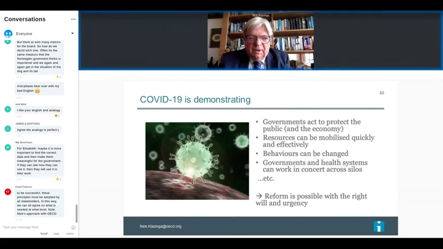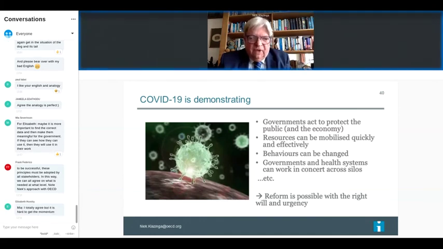Resources can be mobilized quickly and effectively. Behaviors can be changed, not shaking hands and keeping distance. And governance and health systems can work in concert across silos. So reform is possible with the right will and urgency. Please keep in mind that the total number of deaths that are related to patient safety issues is comparable to what we see with COVID. So consider for yourself, how can we really capitalize on the momentum?